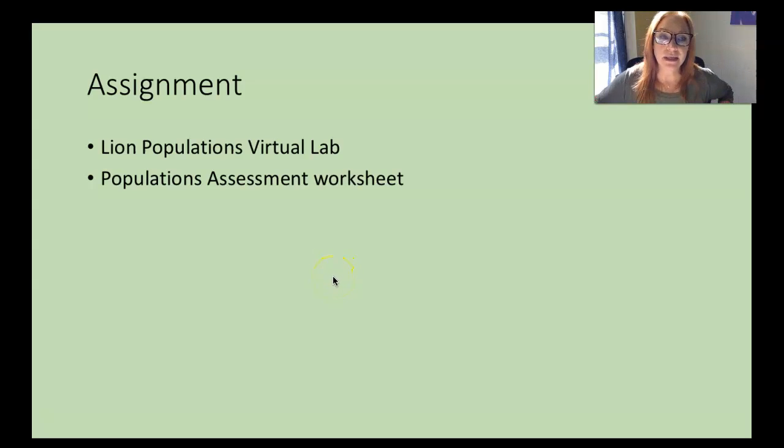Your assignment is, of course, on Canvas. I've linked it below this video. It also has its own page. You need to do the Lion Populations Virtual Lab. There are instructions on the assignment page for doing it. I'm only going to say this one more time: make sure you're reading all of the things, okay? And then there's a populations assessment worksheet that you should also do. That's going to take you back to the wolves of Yellowstone, and you're going to apply what you learned in the lion lab to the wolf populations, okay?